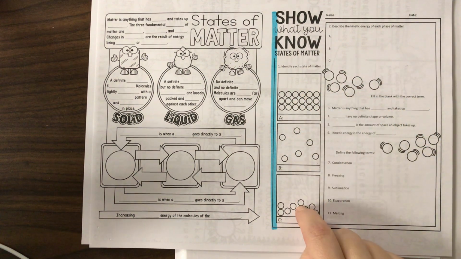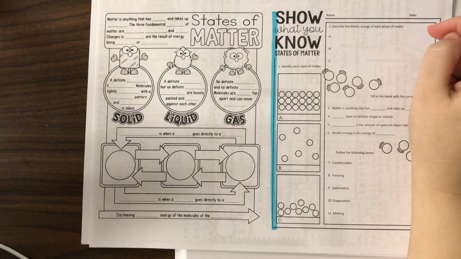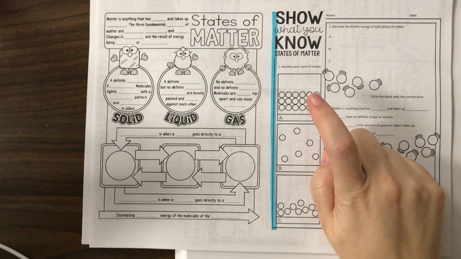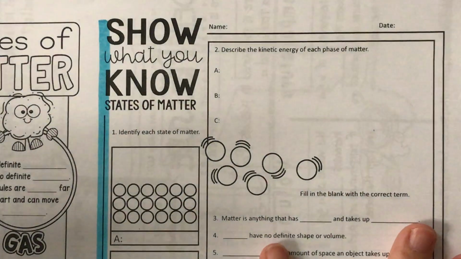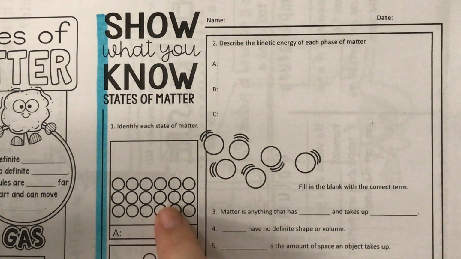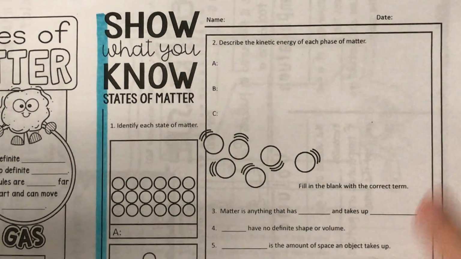These 3 boxes are either a solid, a liquid, or a gas. At the top it says describe the kinetic energy at each phase of matter. So at A, it's looking at this box. So you're describing how the molecules are moving. Are they slow? Are they not moving in general? Are they free? Like you're just describing how is their movement.